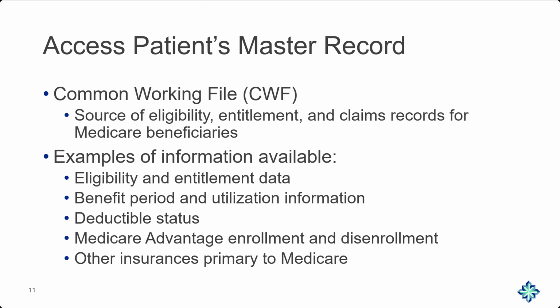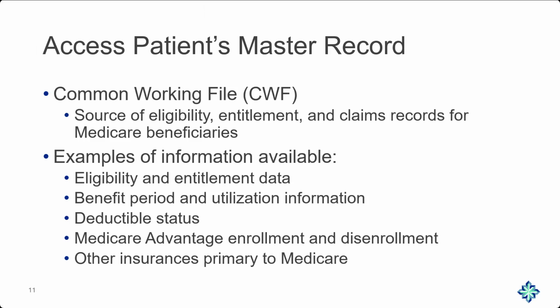Will this patient be changing from traditional Medicare to a Medicare Advantage plan or vice versa? Are they changing from one Medicare Advantage plan to another? Is there another group insurance that might be primary to Medicare? Who is it? What type of plan is it? When did it start? Those are the types of things that you can find within the patient's master record at Common Working File.